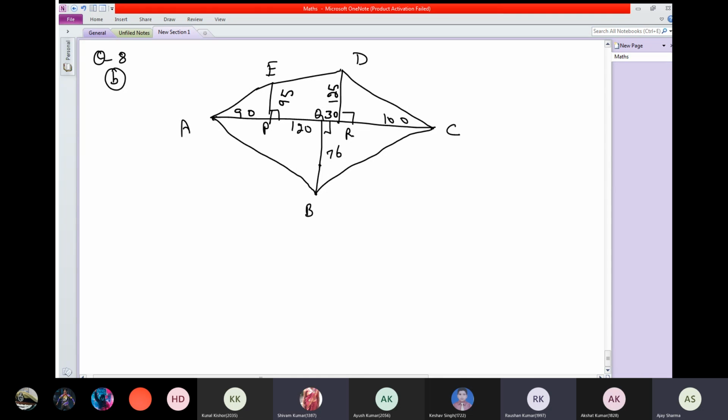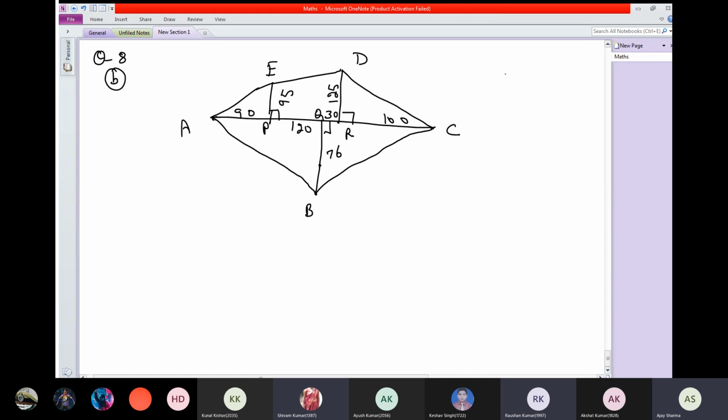And there is one mistake in the statement of this question. 120 is given. Here, which side is given as 120? See from your book. AC? No. PC? No. AR. It is the AR. PQ. It is the PQ. And 30 is given to you. Which side is 30?